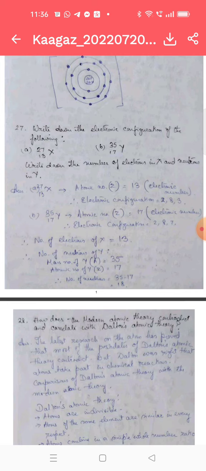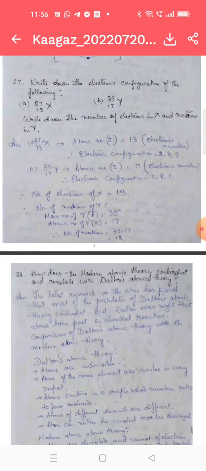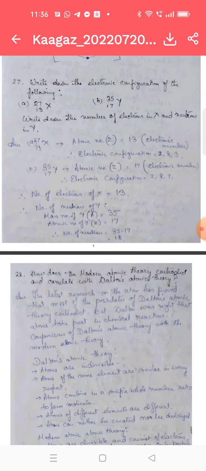So number of electrons of X will be 13, and number of neutrons of Y will be mass number of Y, that is A, which is 35, minus atomic number of Y, that is Z, which is 17. So number of neutrons will be 35 minus 17, that is 18.